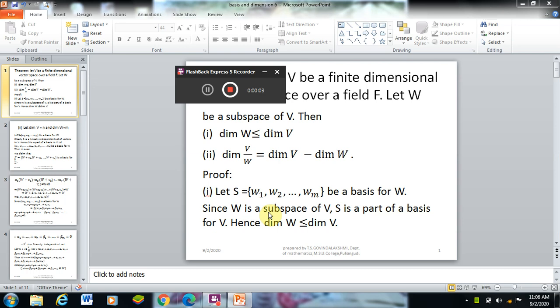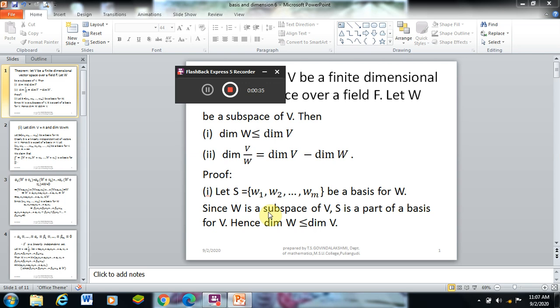Welcome to all. Today we are going to see about basis and dimension related theorems. Let V be a finite dimensional vector space over a field F. Let W be a subspace of V. Then the following conditions hold: first one is dimension of W is less than or equal to dimension of V. Second one is dimension of V by W equals dimension of V minus dimension of W.